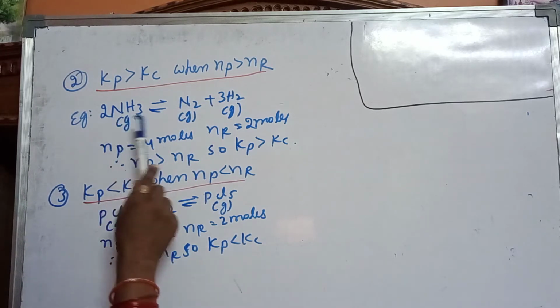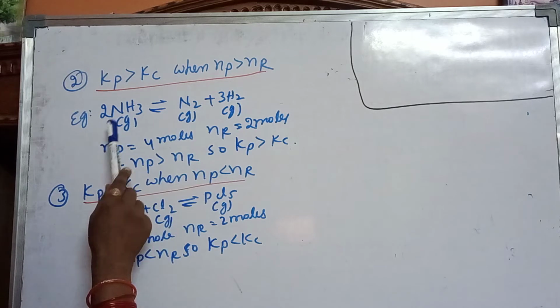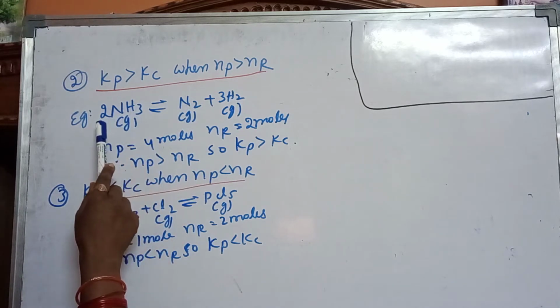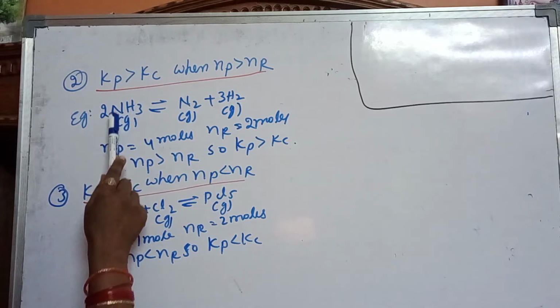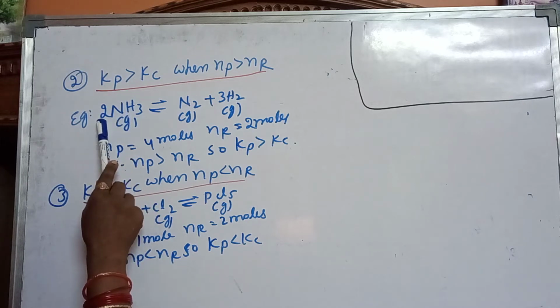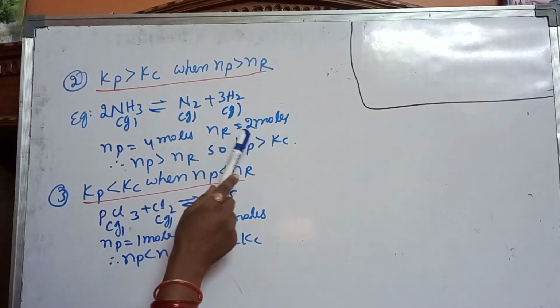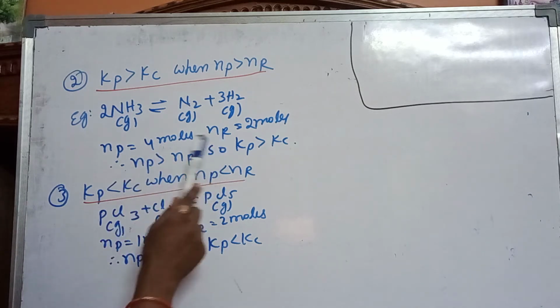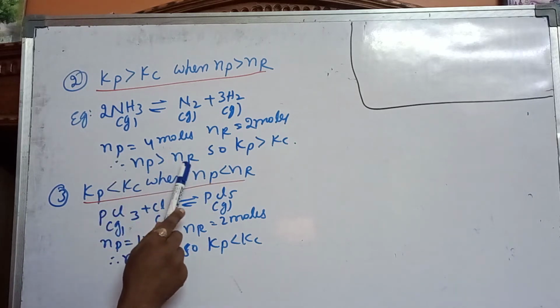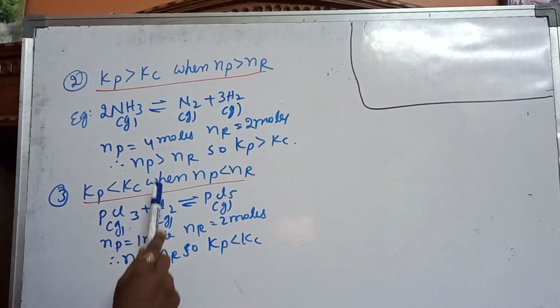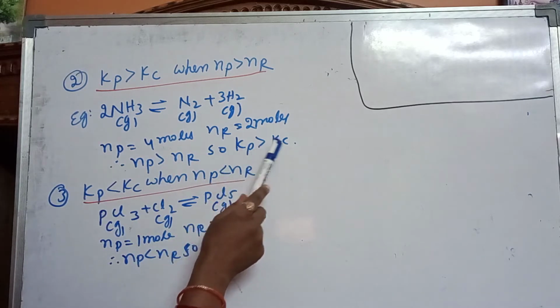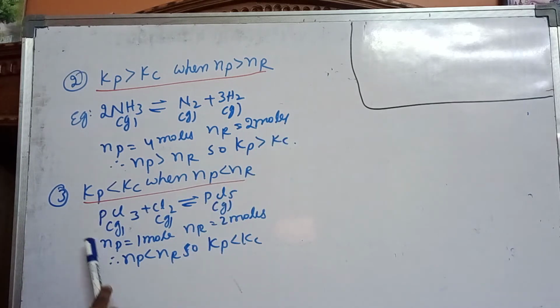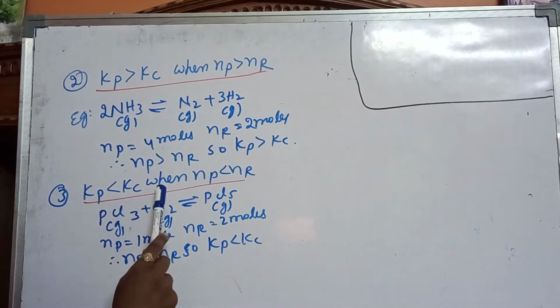And for this reaction, number of moles of reactants: the reactant is ammonia. How many moles are there? 2 moles. So Nr is equal to 2 moles. From this we know that Np is greater than Nr, so here Kp is greater than Kc. And next, Kp is less than Kc when Np is less than Nr.